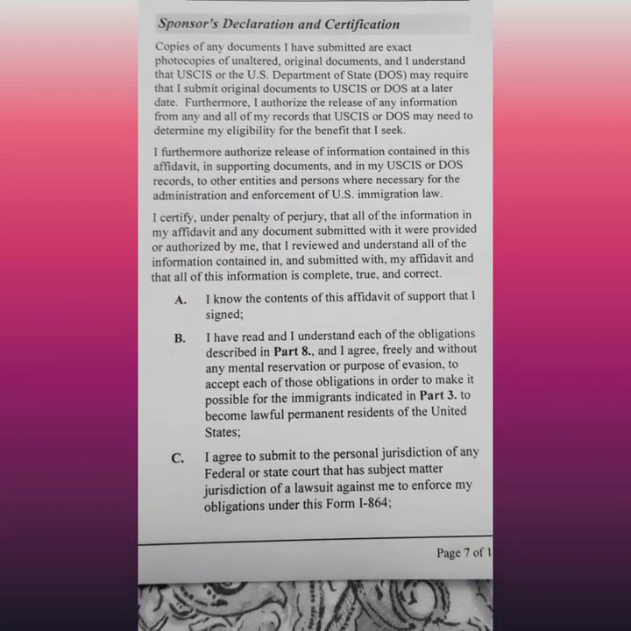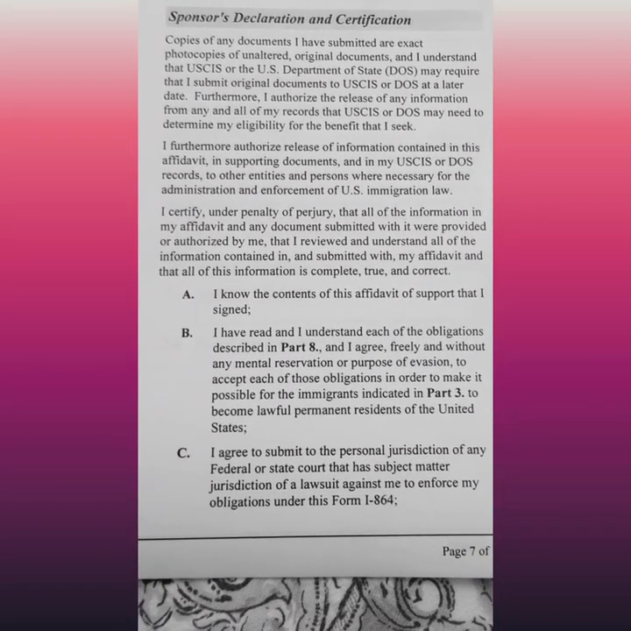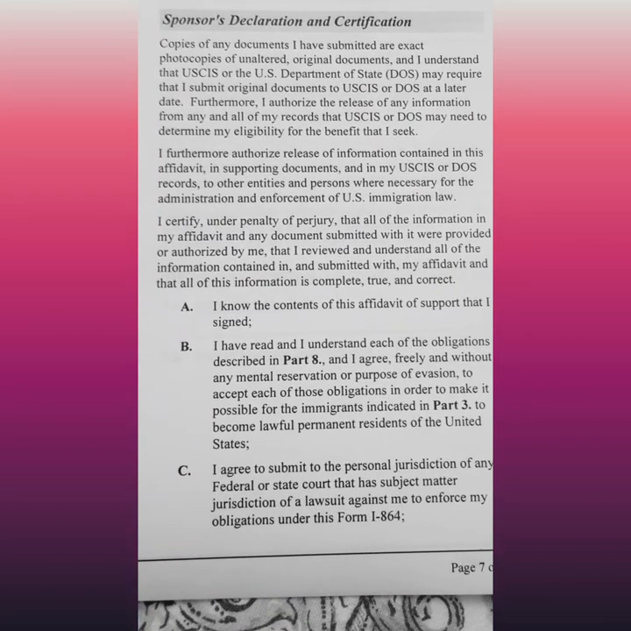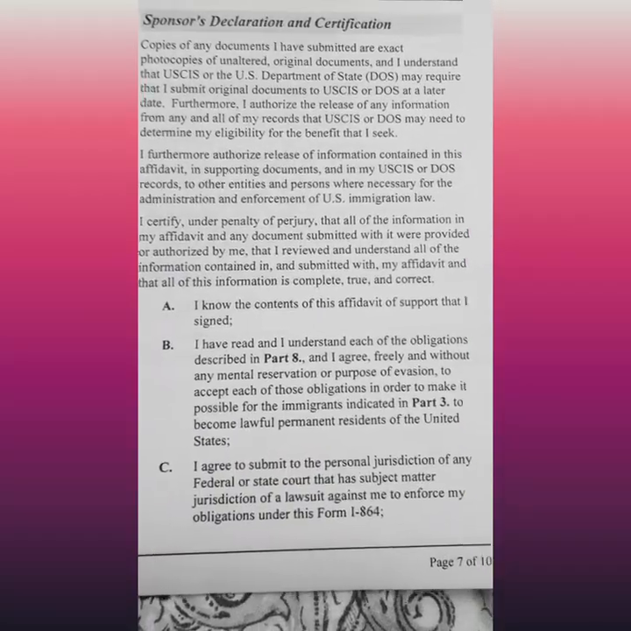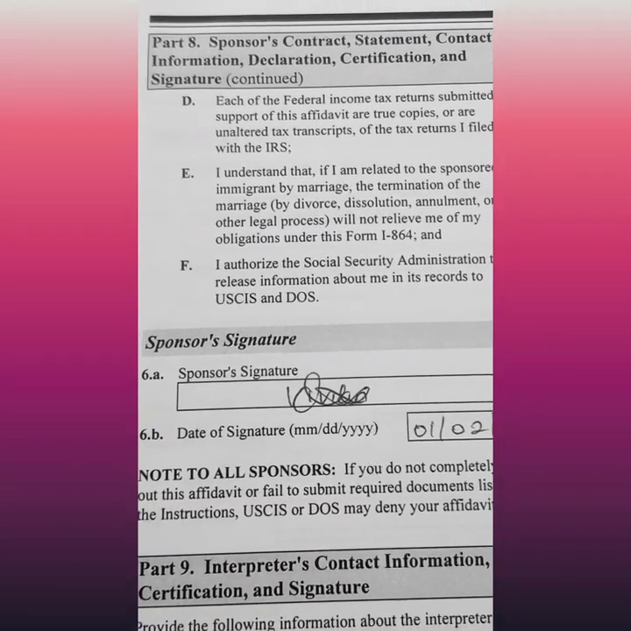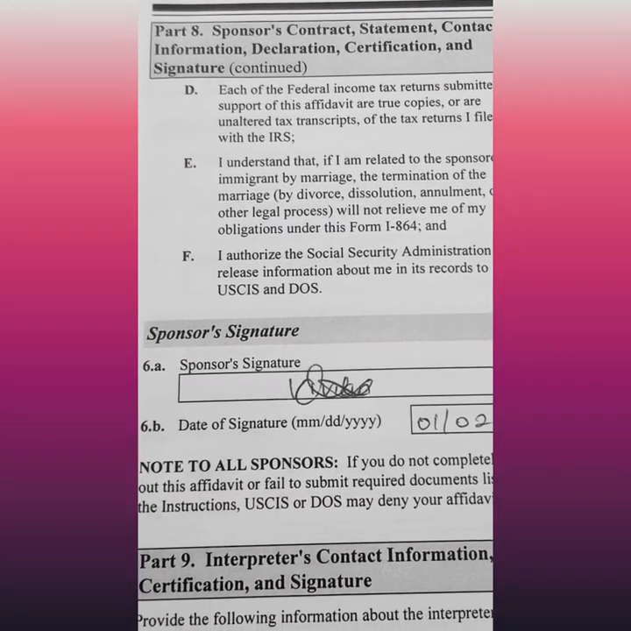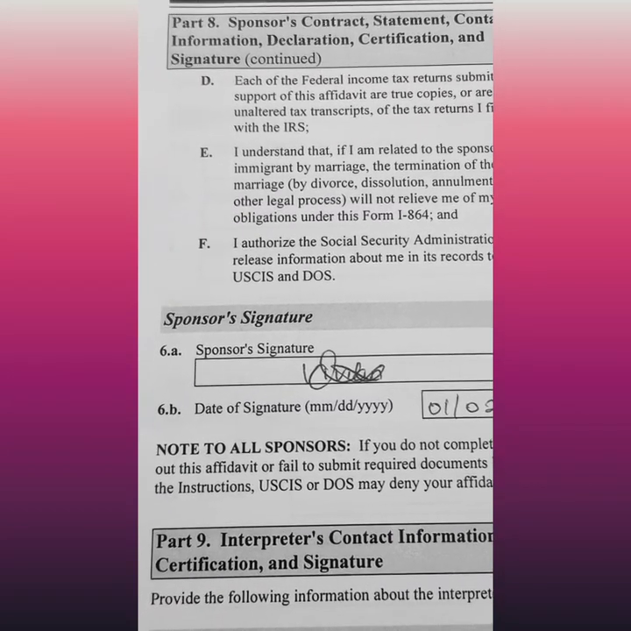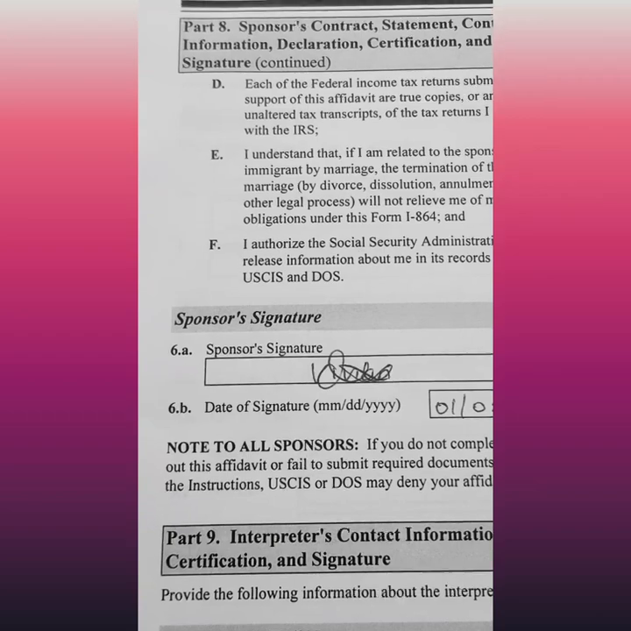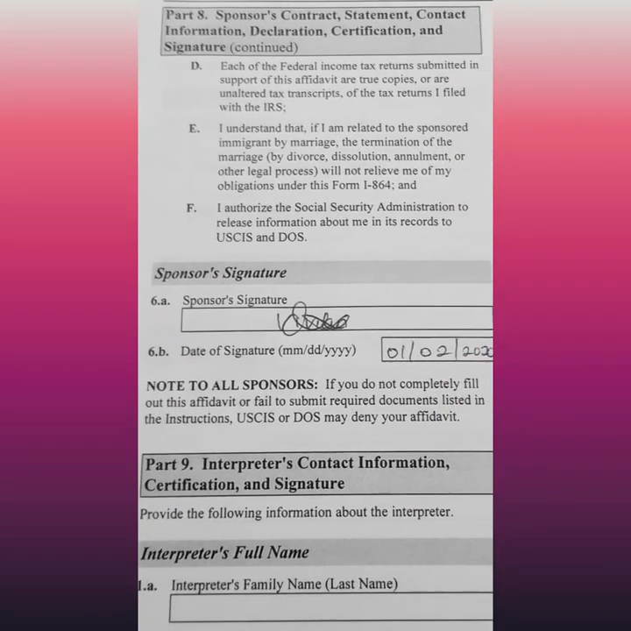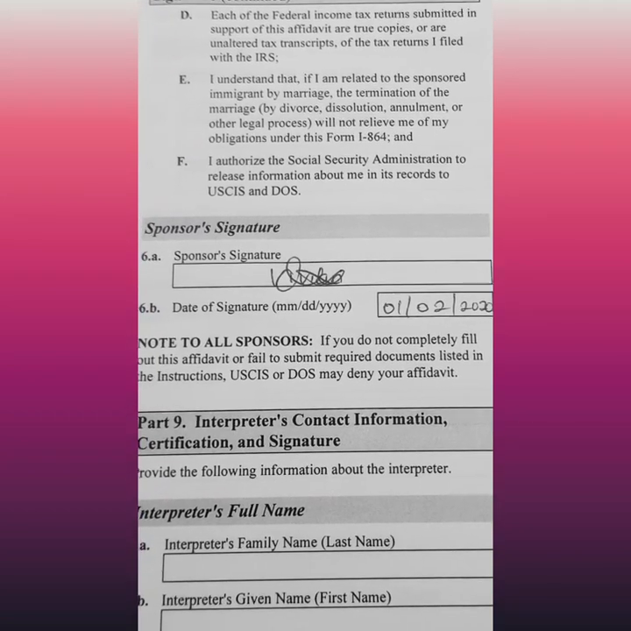So we move over to the sponsor's declaration and certification. So please guys, read carefully. We move over to the next one. The next one is still the continuation of part 8. Sponsor's contract statement, contact information, declaration, certification, and signature. The continuation. So please guys, read.